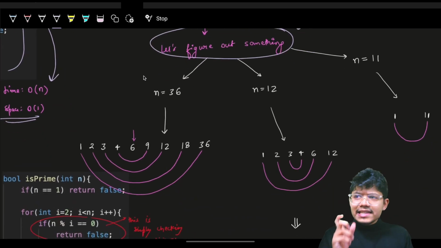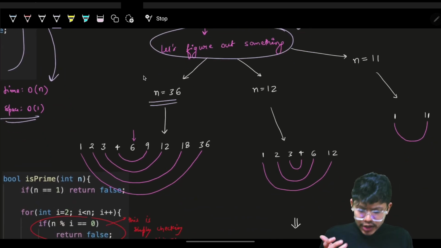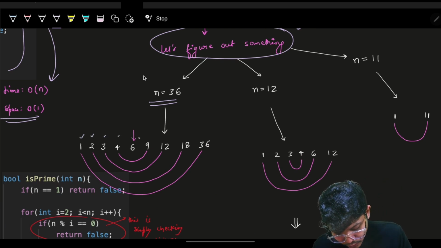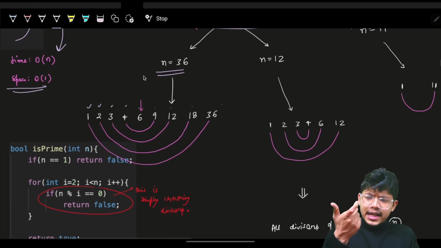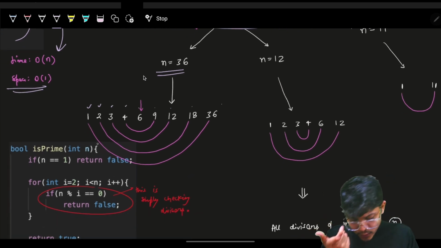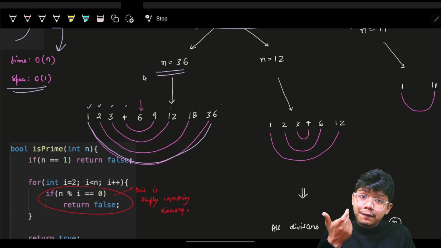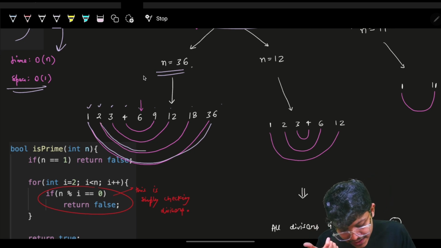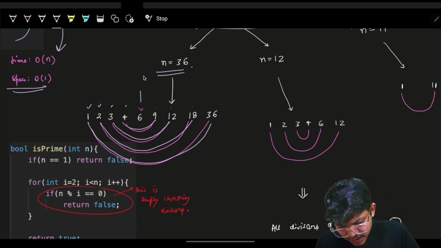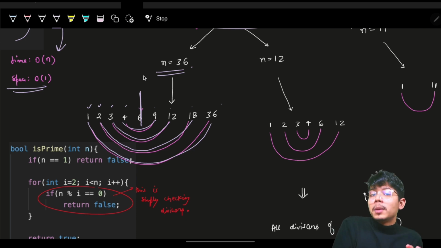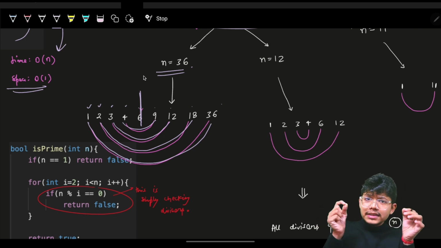So we can easily see that if my n is 36, I can mark the divisors of n as 1, 2, 3, 4, 6, 9, 12, 18, 36. One common pattern I can see is they form a pair. 1 and 36 multiplied form 36. 2 and 18 form a pair. 3 and 12 form a pair. 4 and 9 form a pair. If the number is a perfect square, then the middle number may not form a pair, but still I have the numbers in the form of pairs.